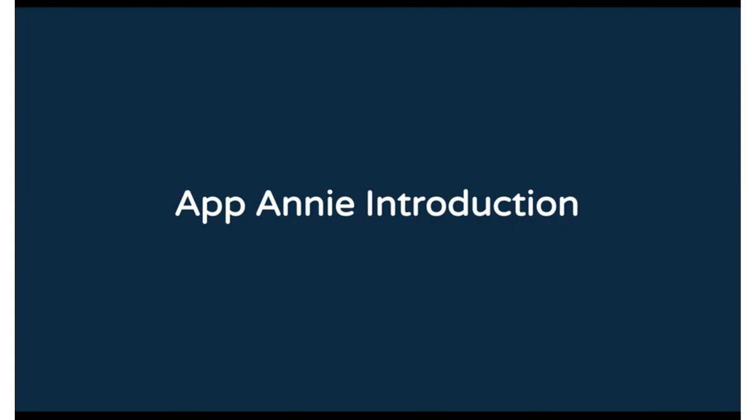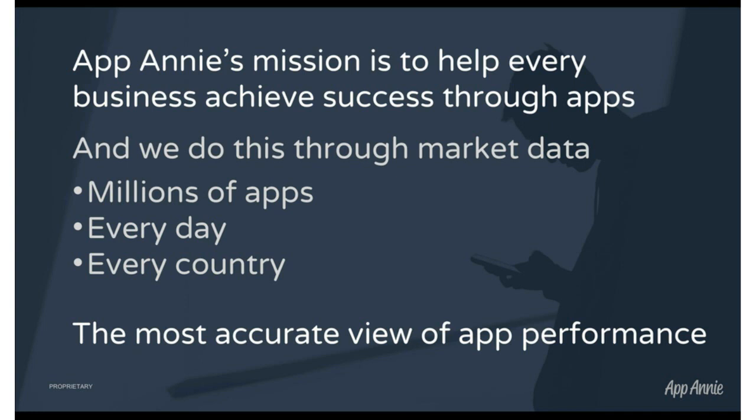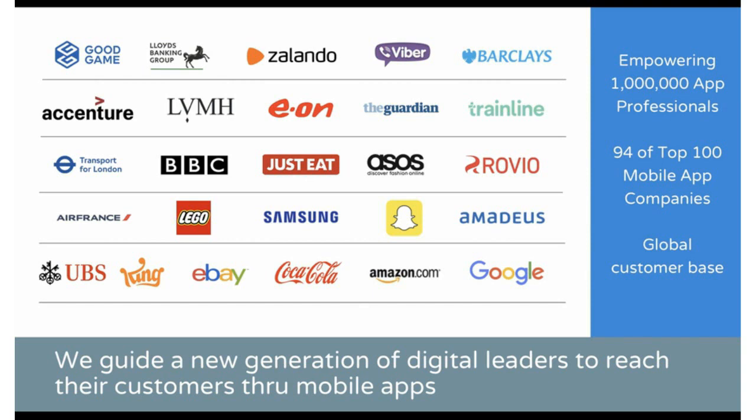Before we get started, I just want to give you a quick background of App Annie and what we stand for. Our mission is to help you and every business out there achieve success through apps. We do this through market data, tracking millions of apps on a daily basis for each and every country. We pride ourselves in providing the most accurate view of app performance. We do this by empowering well over 1 million app professionals and 94 of the top 100 mobile app companies.